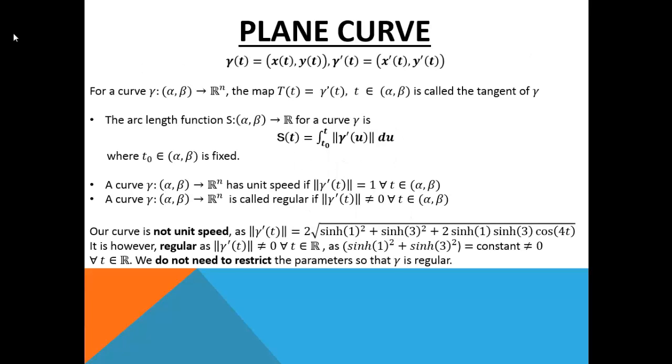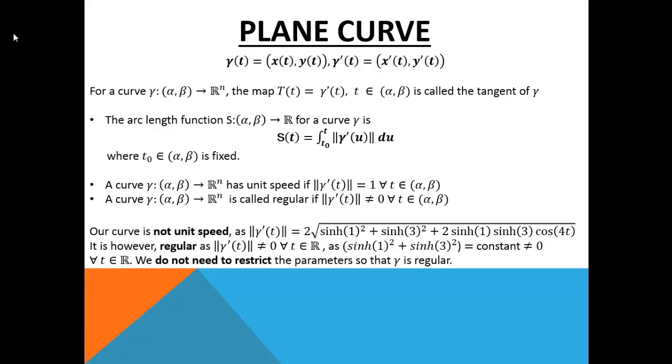For a curve gamma, the tangent of the curve is defined as gamma prime of t. So the norm of gamma prime of t will be the norm, or the length, of the tangent. The arc length function of the curve is given by the integral of the length of the tangent with respect to u between t0 and t, where t0 is a fixed point in the domain alpha beta.